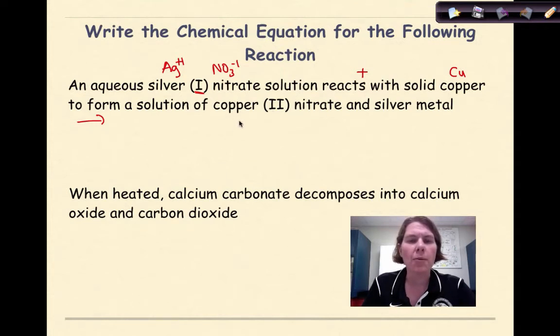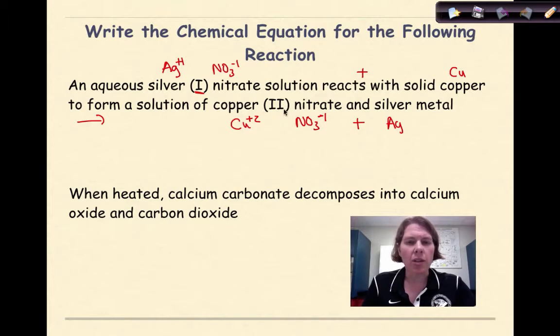So the symbol for copper is Cu. The Roman numeral tells me it's plus 2. And then the nitrate, NO3 minus 1. The "and" is going to represent a plus sign. And silver metal, and I know that the symbol for solid silver, or silver by itself, is just Ag.